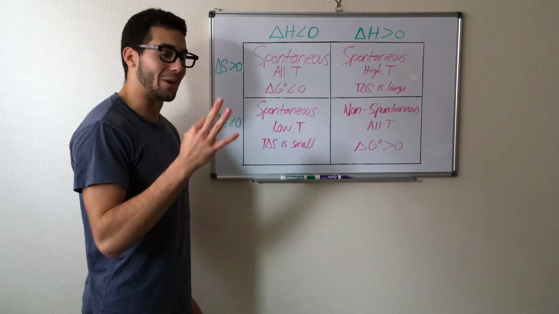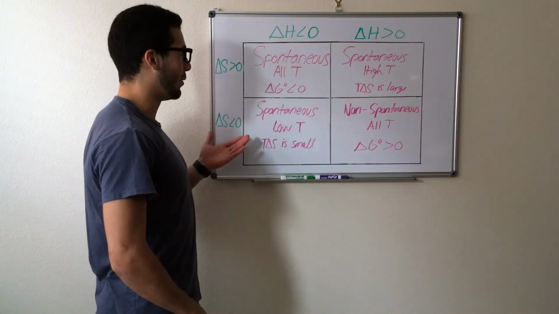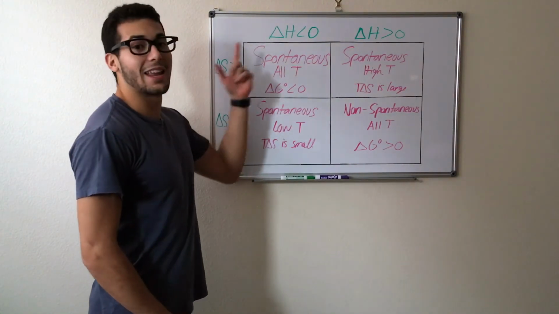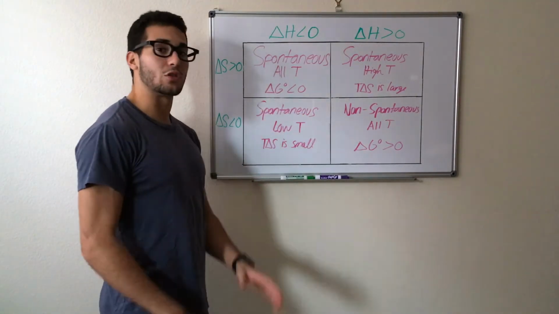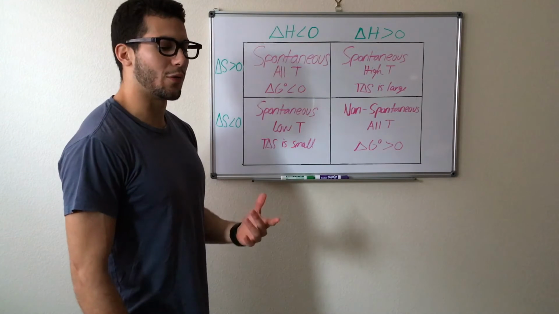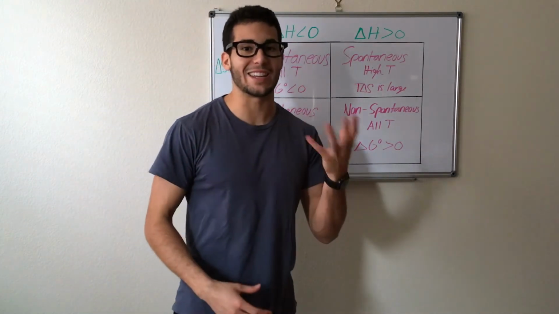In the third scenario, when the entropy is low and the reaction is an exothermic reaction, so it's releasing energy, it will be spontaneous only at low temperatures. For instance, with magnesium and dry ice.